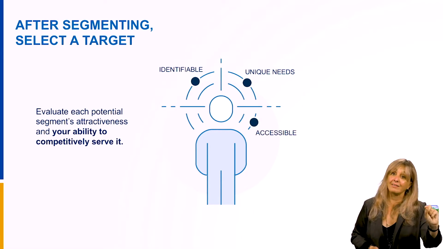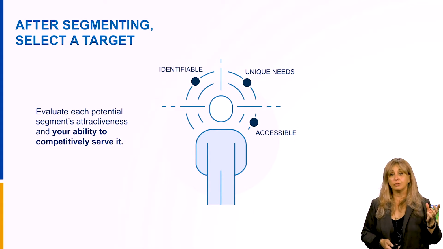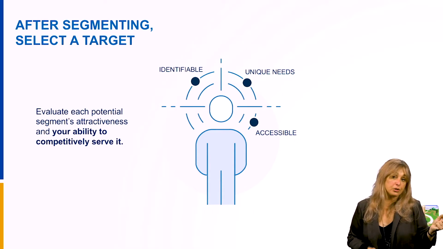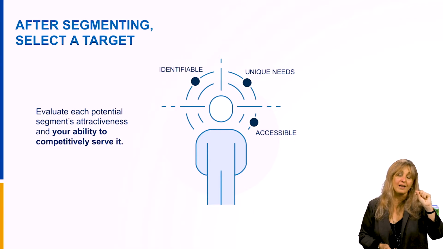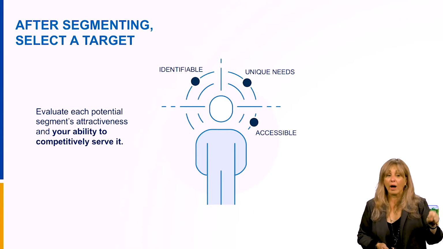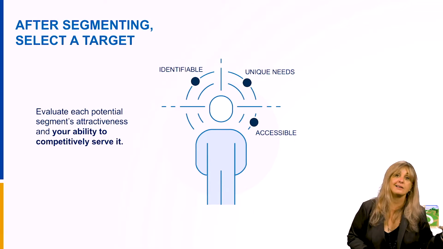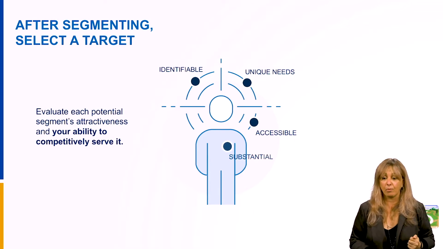It has to be accessible, the customer, because sometimes, for example, luxury goods or when you want to do research with ultra high net worth individuals, it's very difficult to access that segment. Yeah, so it's much more expensive. You can access, but it's expensive. So accessibility to the segment is important.